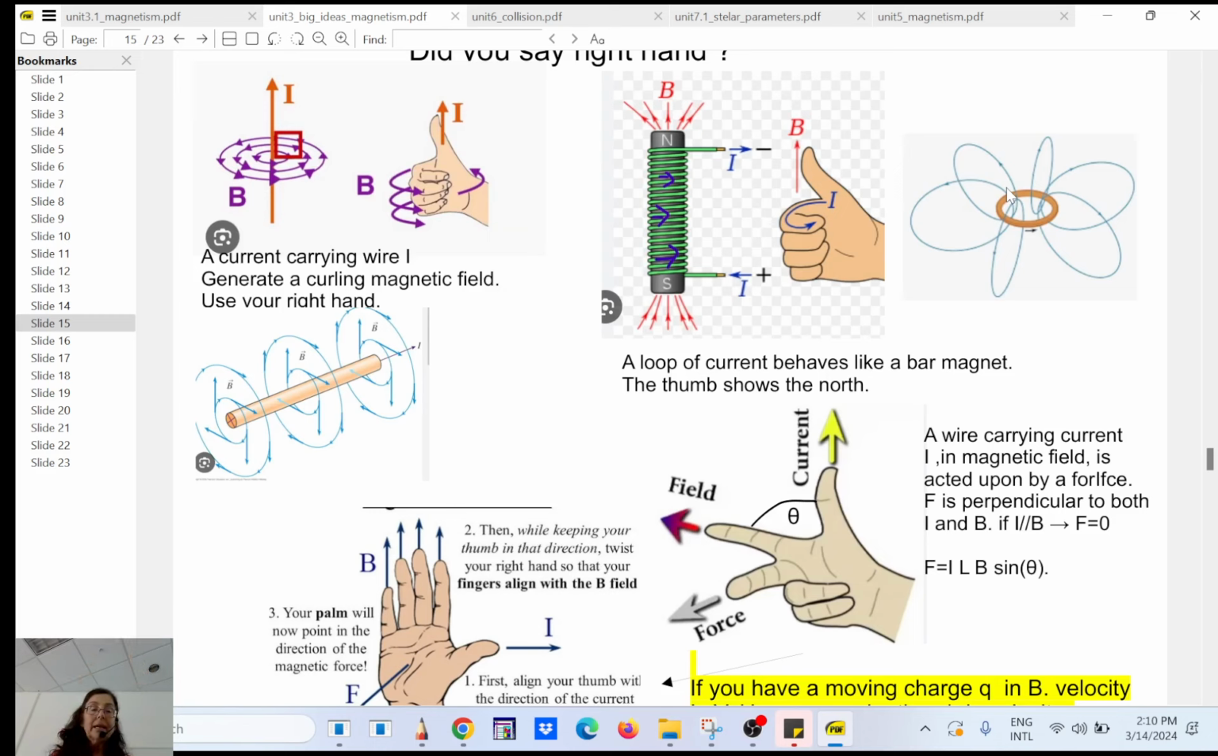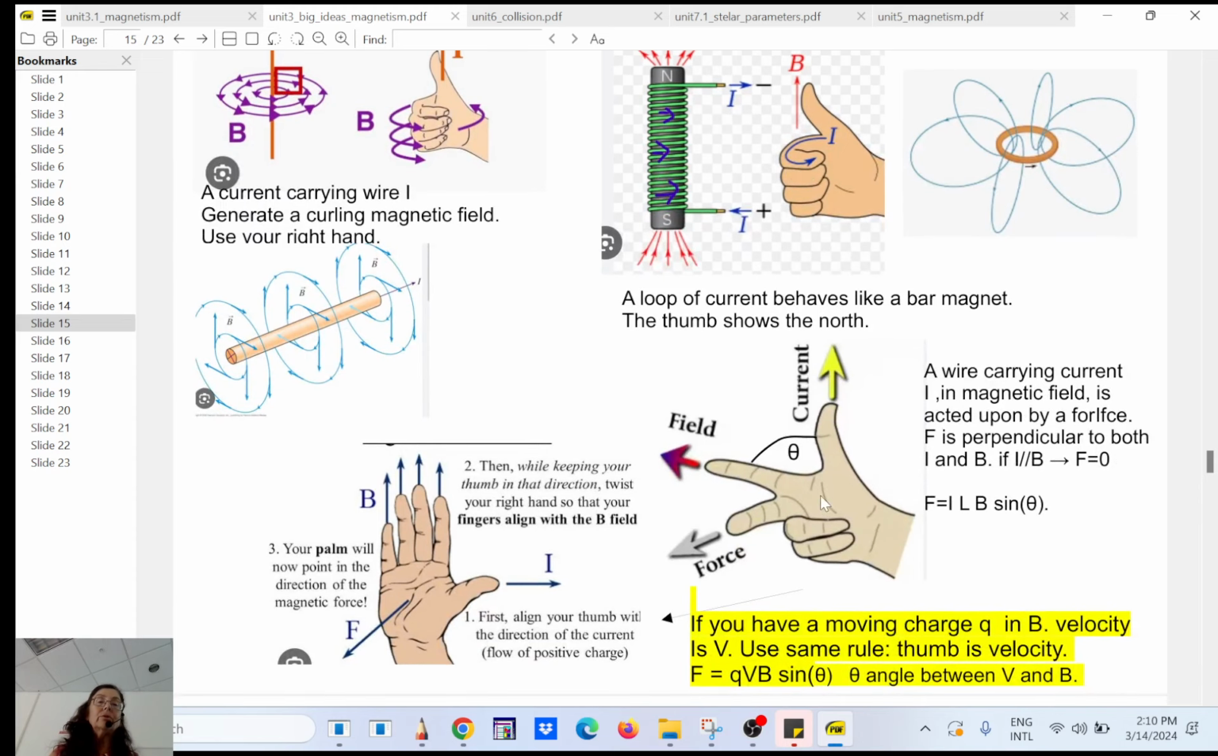Yes? Okay. And then you can use your right hand again in a third, different situation, where you have a wire with current flowing through it inside a magnetic field. That wire will be acted upon by a force, and you can use your three fingers. I like to use this. You can use that. Yeah, there are different ways to use it.